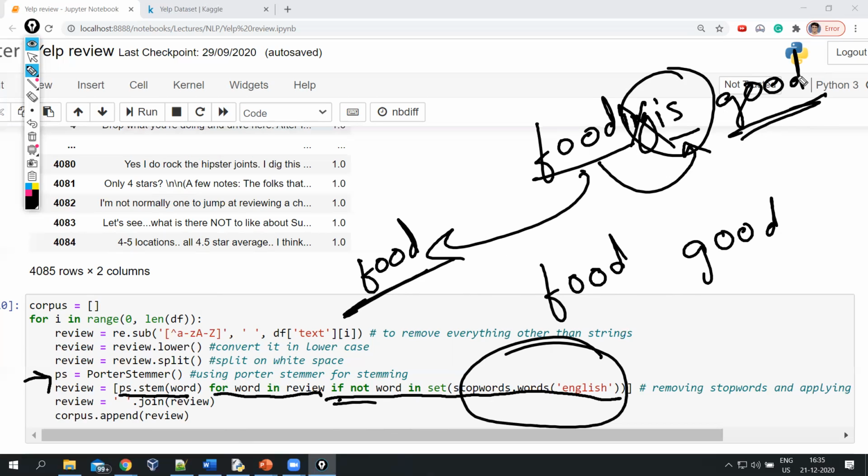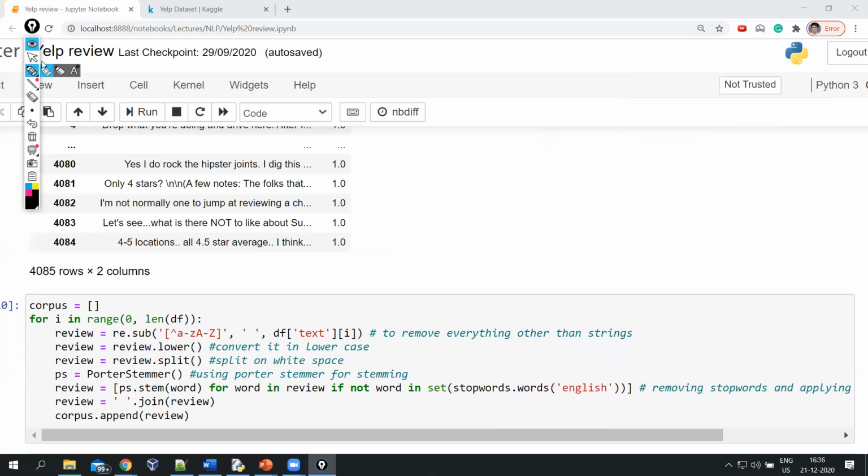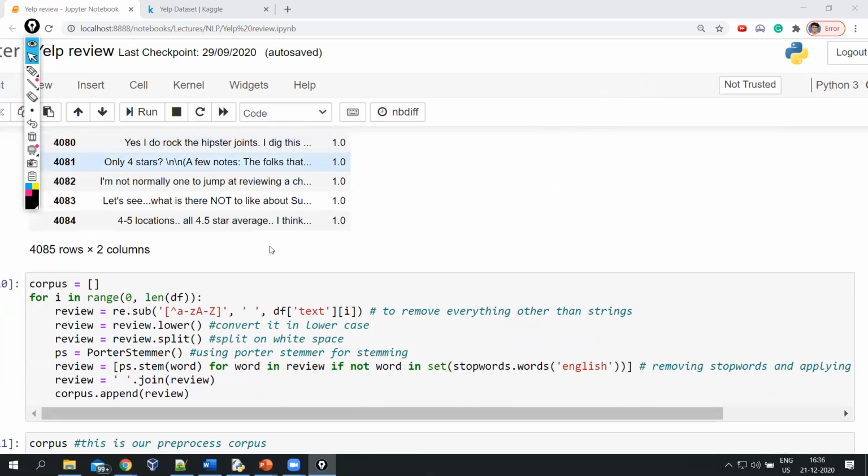Instead of "fooding is good", we will get a new sentence that is "food good", which is in lowercase, punctuation is removed, stop words are removed, and stemmatizing is done. All happen due to this simple line of code. Okay, this is the starter pack of NLP.